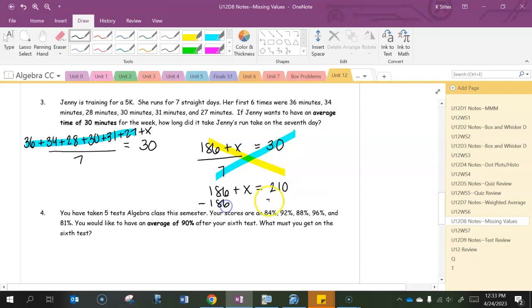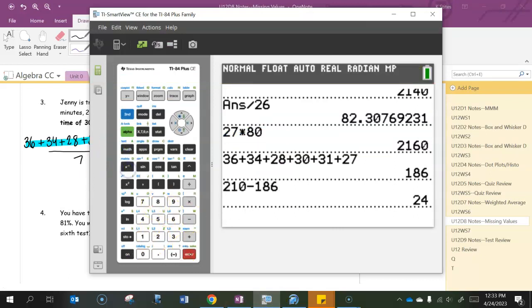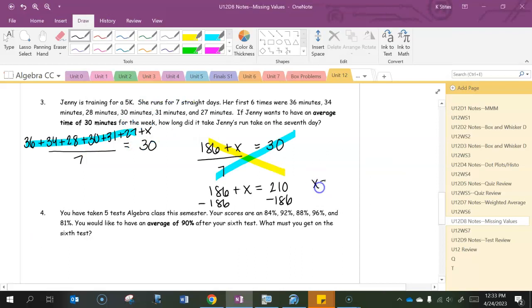And then we just subtract our 186 over, which gives us 24. And that is minutes. So that's how many minutes she needs to run in order to have an average of half an hour.